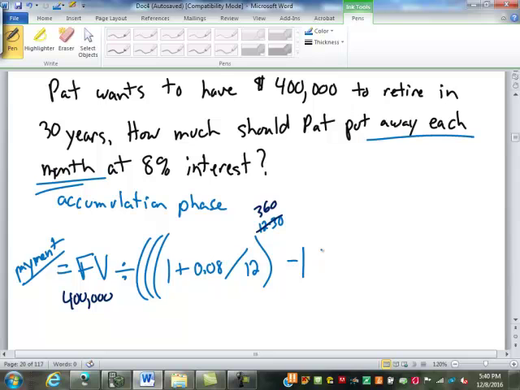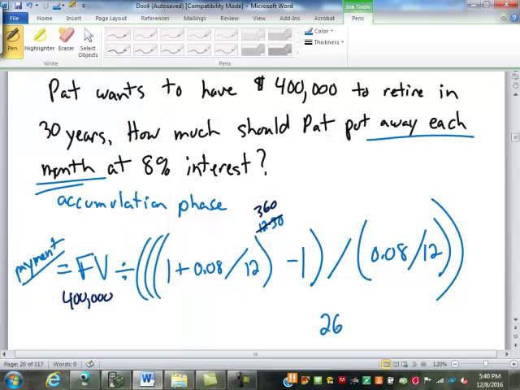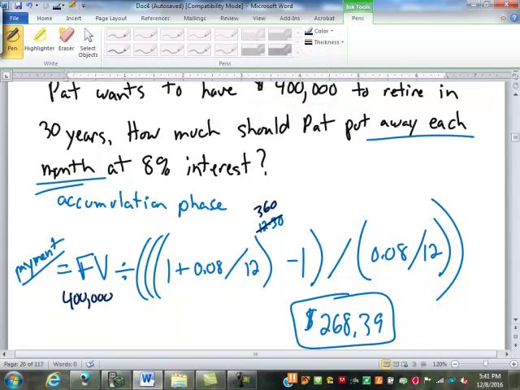Then what? Minus 1. .08 divided by 12. Close and close. So let's see if I get the same thing you guys do. Divided by 1, 2, 3. $268.39. Any questions? Okay.